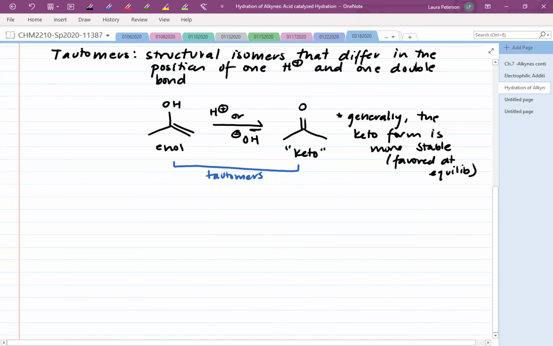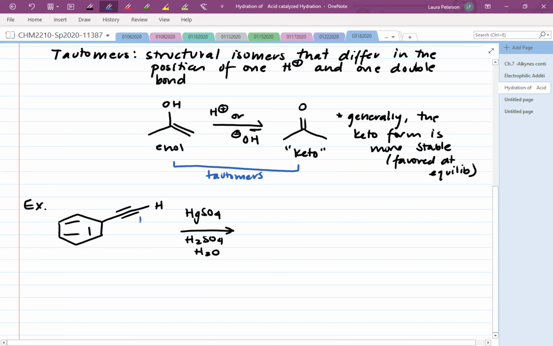What I want to do now is look at some examples of this acid-catalyzed hydration of alkynes. Let's first look at an example of a terminal alkyne, and then we'll look at an example of an internal alkyne. We have our carbon 1 and carbon 2, more substituted and less substituted. So let's draw the enol intermediate.